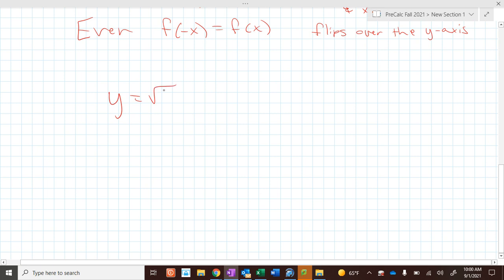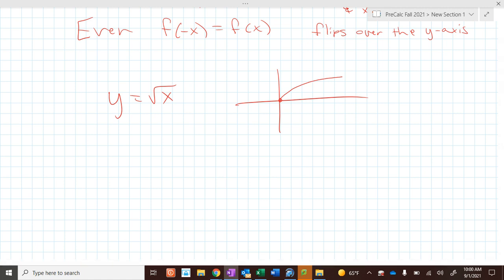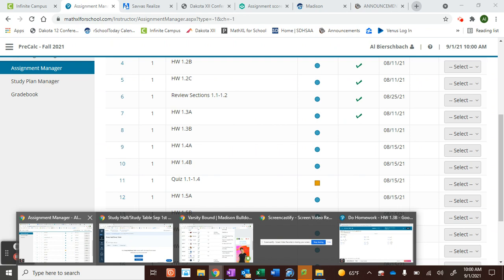Y equals the square root of x. In general, what does that look like? It looks like a curve that goes from the origin up and to the right, kind of flat. Does it go to the left at all? No. It doesn't go to the left because you can't have a square root of a negative number. Okay? Would that be even or odd? Neither. It wouldn't be either even or odd because it's not a flip of anything. Okay? So we know that.